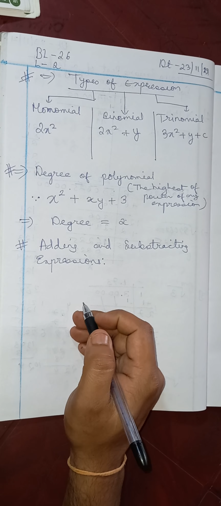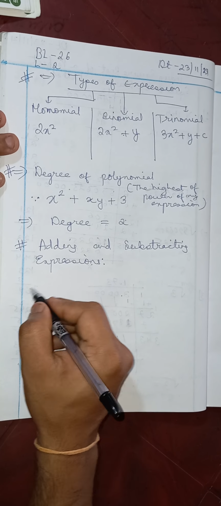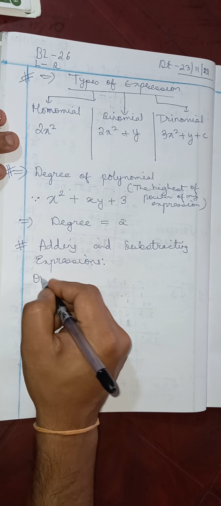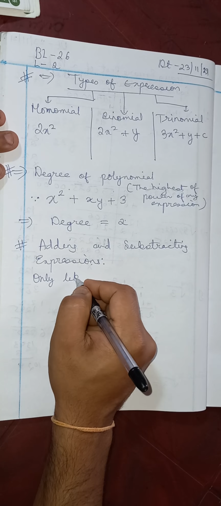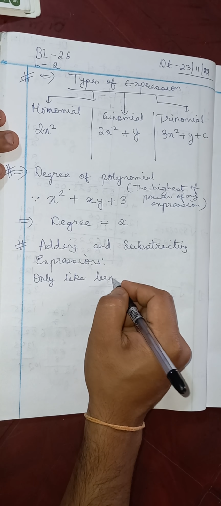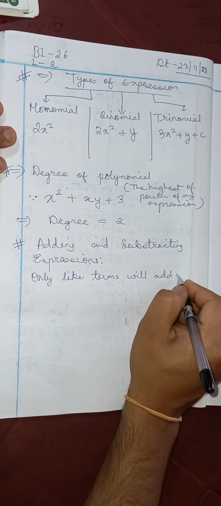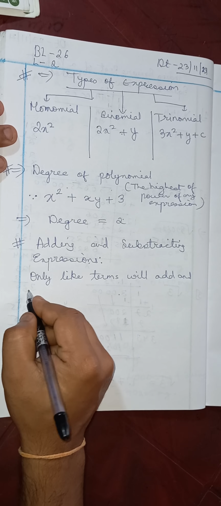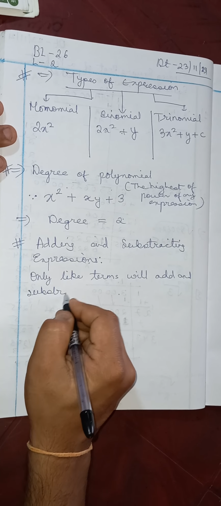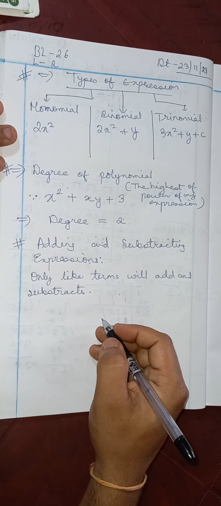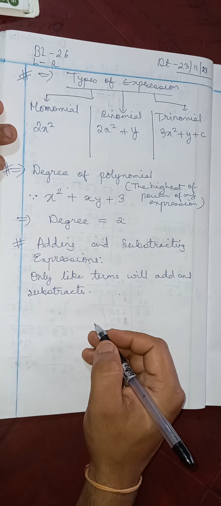For that, children, I want to teach you one concept. Only like terms can be added and subtracted. Understanding? That means same terms. Only the same terms, or you can say like terms, are going to be added or subtracted.